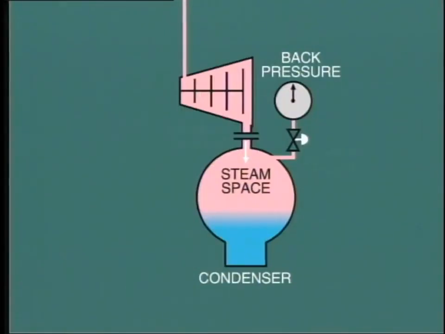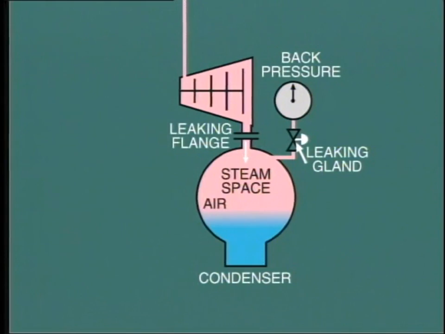The problem of air accumulation may also occur inside the steam space of the condenser. Remember that this area operates under a negative pressure, a vacuum. Therefore, any leakage by valves, piping, or flanges will allow air to leak into the steam space of the condenser instead of steam leaking out.